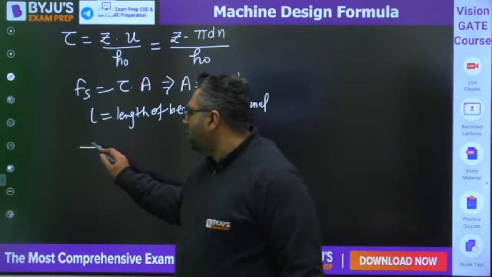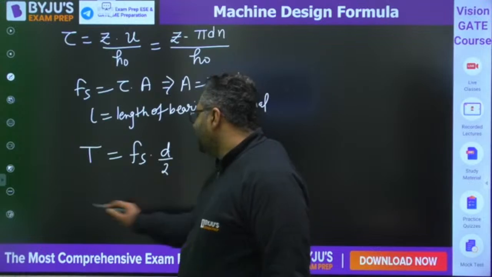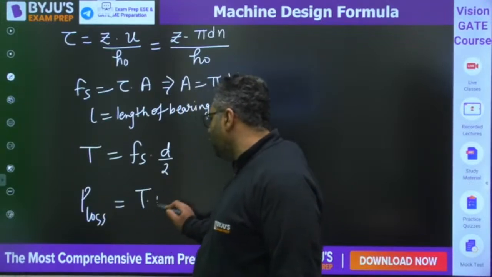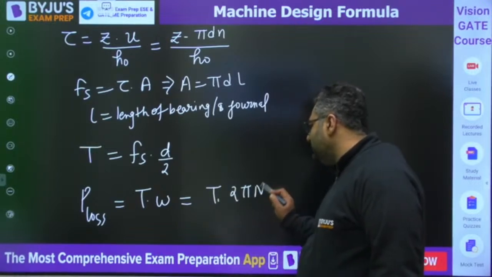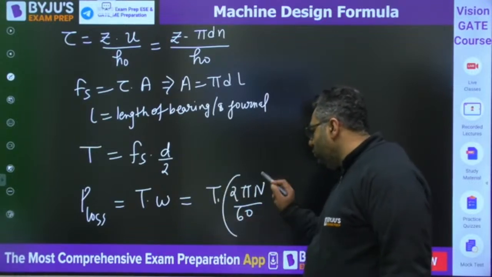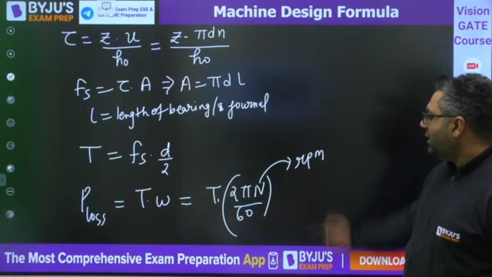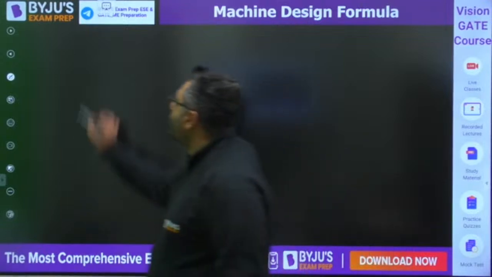Then what is the torque? Torque is nothing but shear force into diameter by 2. Then the power loss, if somebody is asking you, is nothing but torque into omega. You can also write omega as 2 pi N by 60, if RPM you are going to write. Here N is in revolutions per minute. I feel everybody understood.